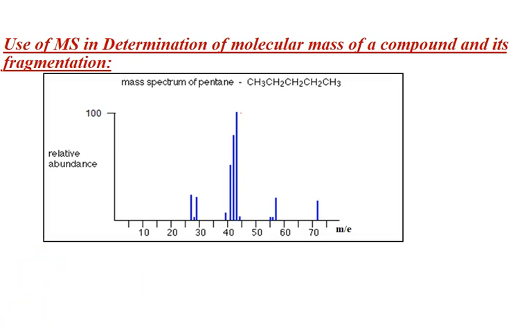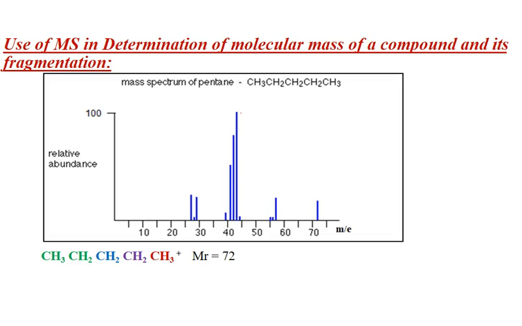Now, m over e, or m over z, is sometimes written m over e and sometimes m over z. It is actually the mass of the fragment divided by the charge. If the charge is +1, that means that the m over e is actually the molecular mass of that fragment. So, we have a peak at what? The peak with the highest m over e is 72. This peak with the highest m over e is the peak that shows the molecular mass of this compound.